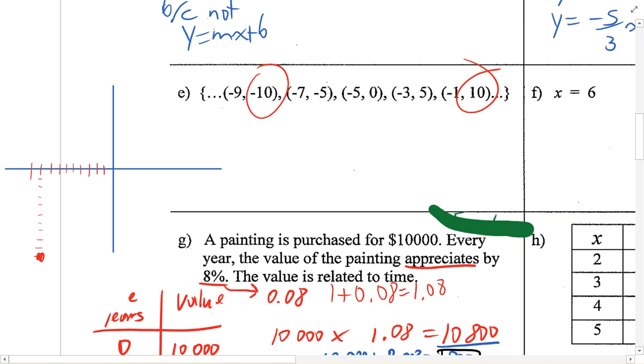There we go. 7 and 5. And negative 5 and 0. There we go. Negative 3 and 5. And negative 1 and 10. Good.